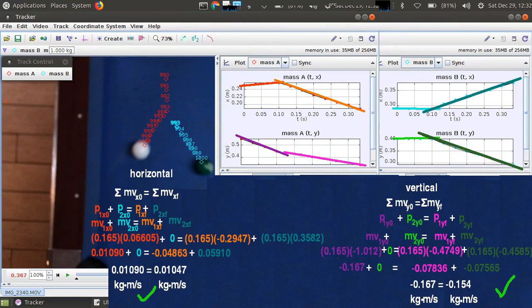So since momentum does appear to be conserved horizontally and vertically, it means we can use this strategy to answer questions where there's a collision in two dimensions. We have to be as organized as we are here. We have to do the conservation of momentum separately in each dimension. But if we do that, it works.